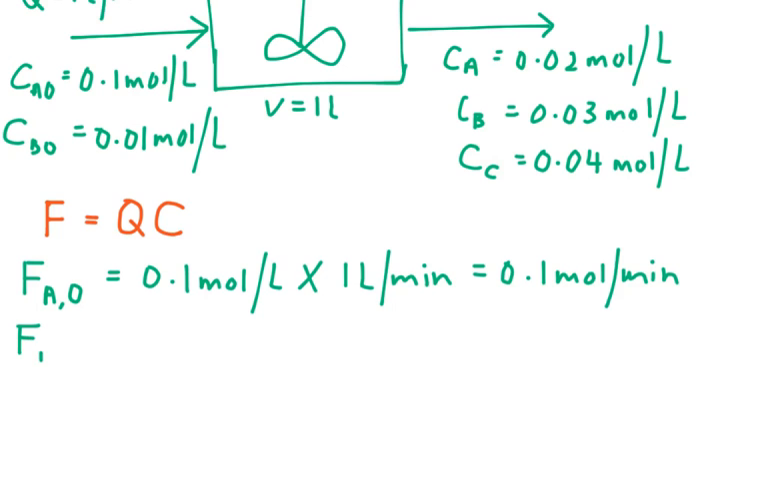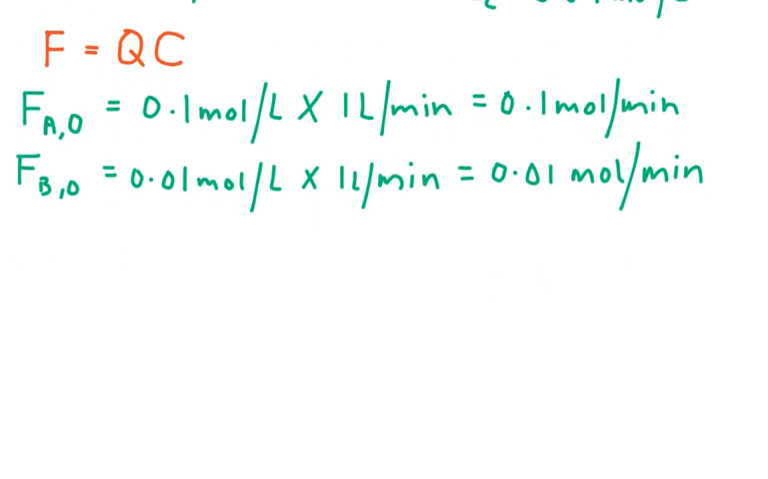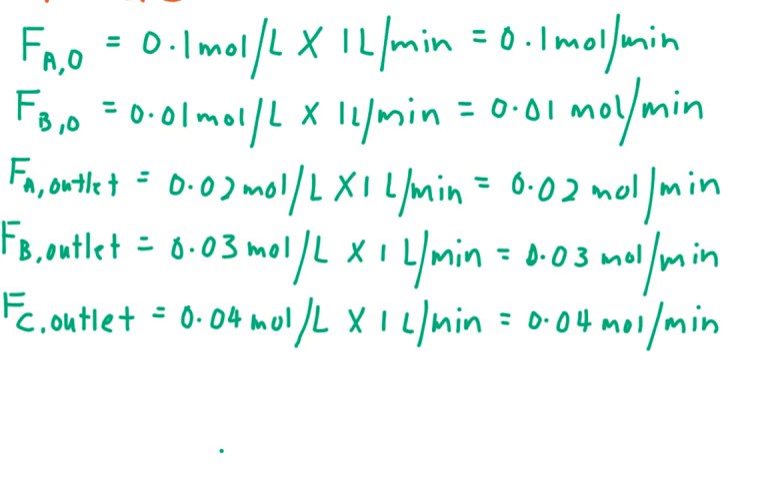For the molar flow rate of initial concentration B, the same thing, and you will get an answer of 0.01 moles per minute. So do the same for the outlet concentrations, and you will get the molar flow rate of A at the outlet to be 0.02 mole per minute. The molar flow rate of B at the outlet will be 0.03 moles per minute. The molar flow rate of C at the outlet will be 0.04 moles per minute. Now with that, you can now find the conversion of A.